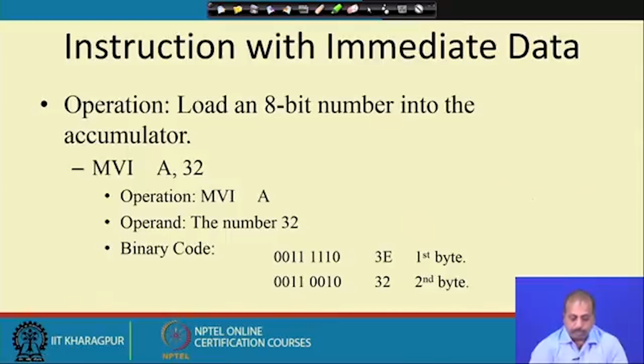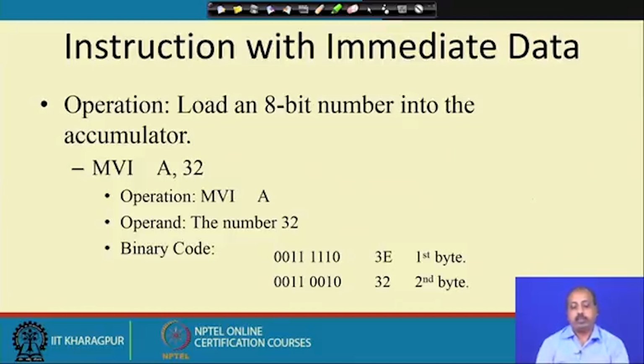So, let us look into some example. Load an 8-bit number into the accumulator. The instruction is MVI A comma 32. What is the operation? The operation is MVI A. Since this is the operation, I can allocate one of those 246 codes that 8085 supports to MVI A.